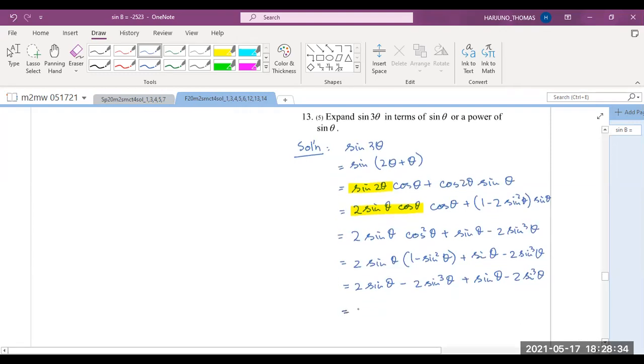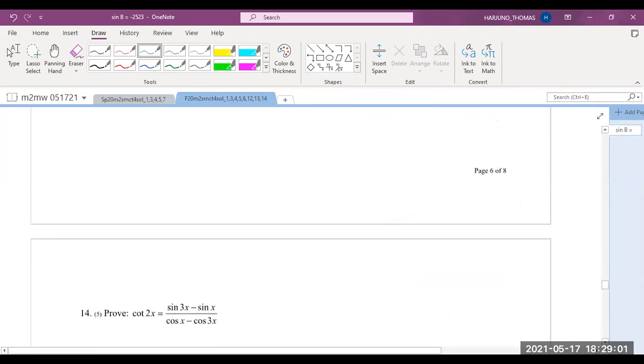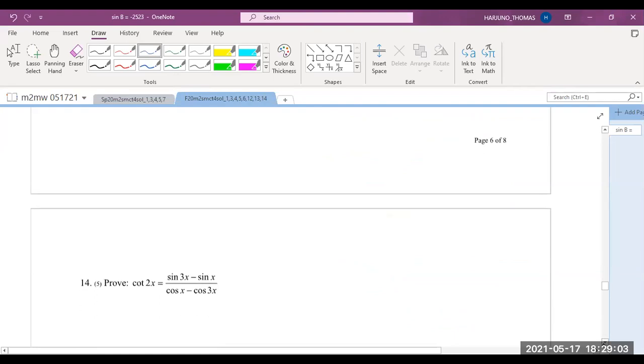So I get 3 sine theta minus 4 sine cubed theta. Okay, that's for number 13. Last one, number 14. Proof.